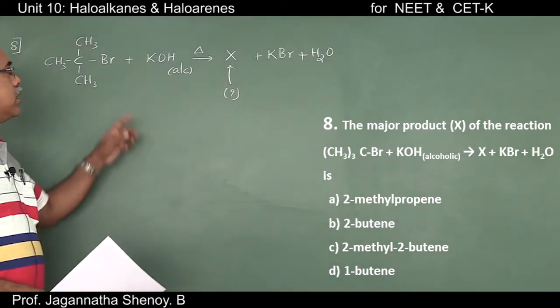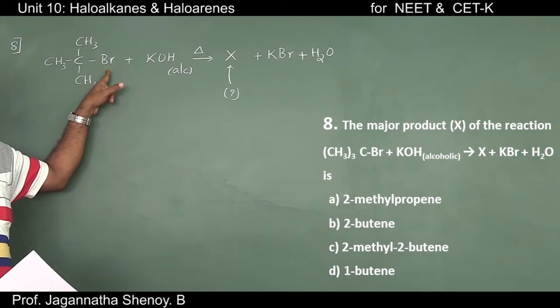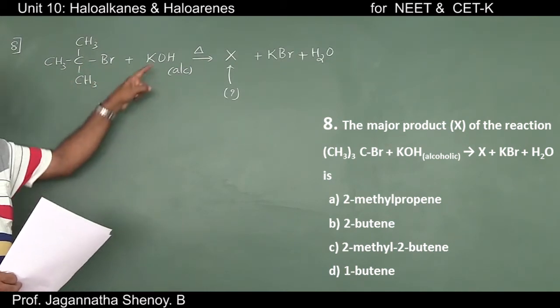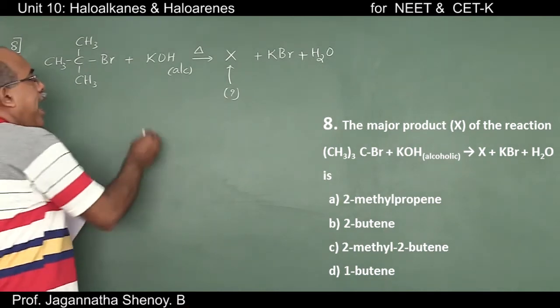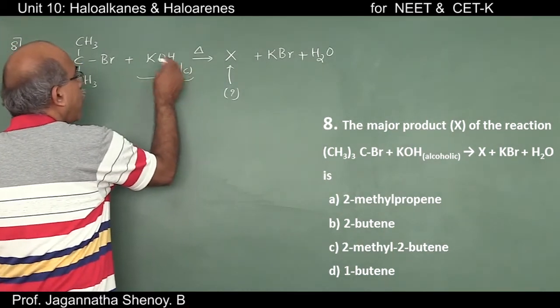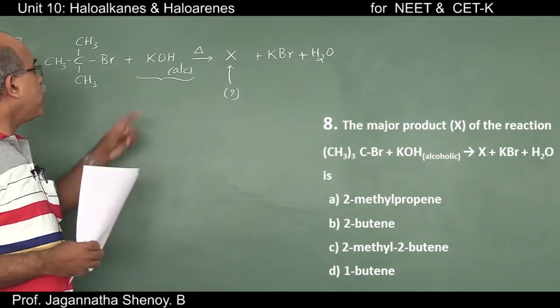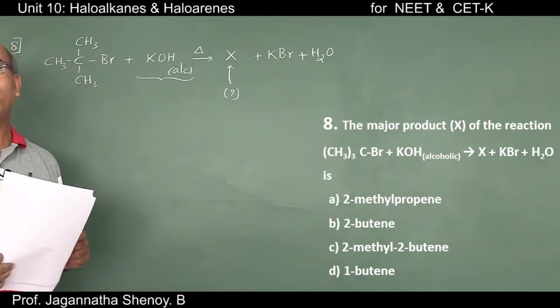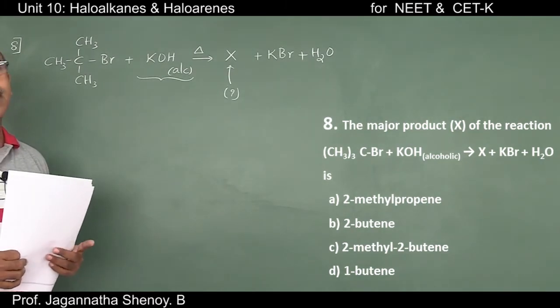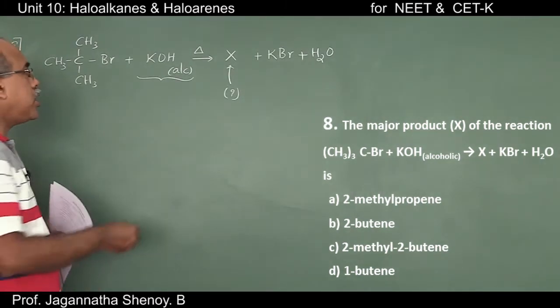Now my aim is to find out what this X is. Now look at this reaction. The starting substance is an alkyl halide and the reagent used is alcoholic KOH. And you know that alcoholic KOH when used with an alkyl halide on heating will always undergo a dehydrohalogenation reaction.